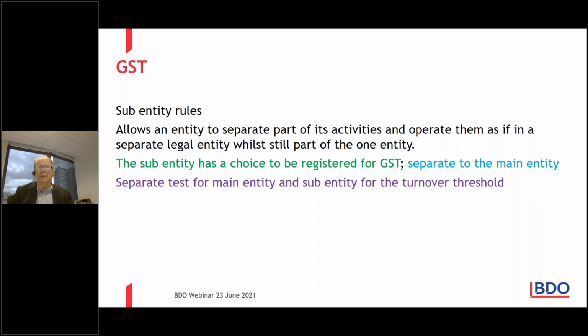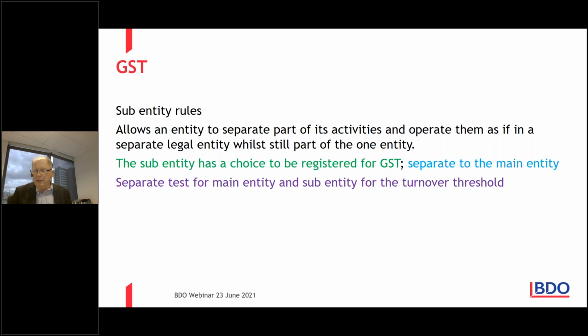So it allows the sub-entity to have a choice to be registered for GST, and that choice is separate to the main entity. And a separate test for the main entity and the sub-entity for the turnover threshold. So you get two looks at the turnover threshold.